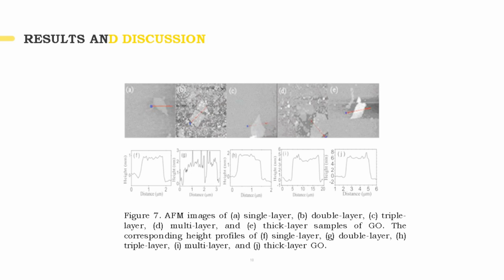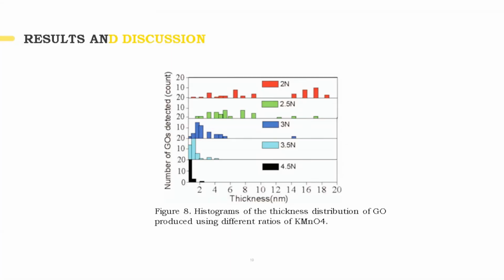Considering that the radius of a carbon atom is less than 0.15 nanometer, the increase of thickness caused by the presence of epoxy and hydroxyl groups on both surfaces of the carbon atoms is approximately equal to the thickness of single-layer graphene oxide. Graphene oxide containing 10 layers has an average thickness of about 5.9 nanometers. AFM images of multi-layer and thick layer GO are shown in this figure. These results allow the layer number distribution of graphene oxide to be calculated easily, as shown in this figure.